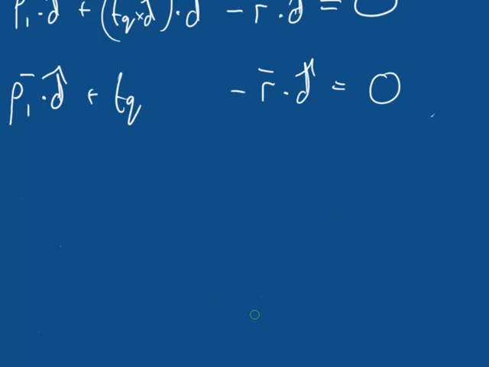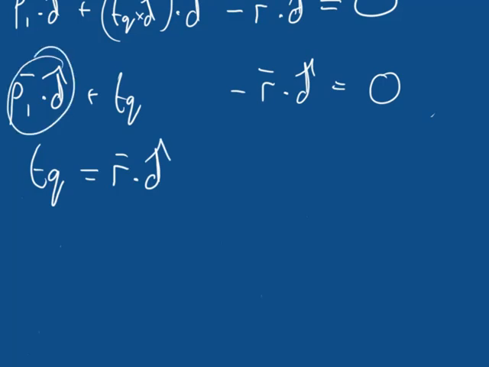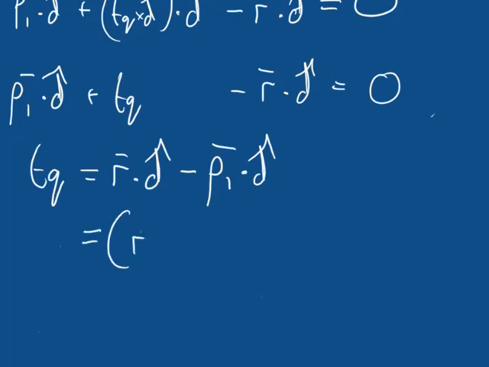So we're able to solve for TQ, because if I add R dot D to both sides and subtract P1 dot D from both sides, I get TQ. If I add R dot D, that disappears from our left-hand side. If I subtract P1 dot D, that disappears from our left-hand side, leaving us TQ on its own. If I add R dot D, we're going to get R dot D. If I subtract P1 dot D, we'll get minus P1 dot D, and that in itself can be written as, for the same reason as we just saw the proof for, (R minus P1) dot D. So TQ is equal to (R minus P1) dot D.